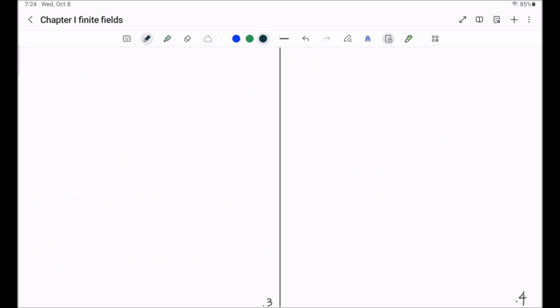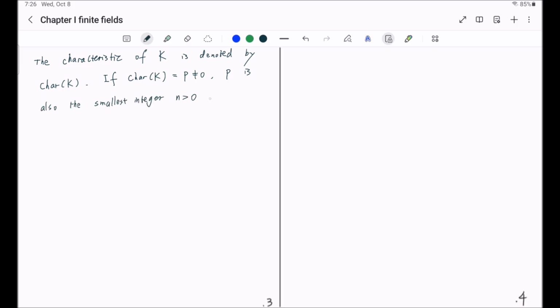The characteristic of the field k is denoted by char k. If the characteristic of k is not 0, then it is a prime number p, which is also the smallest positive integer n such that n times 1_k is equal to 0.